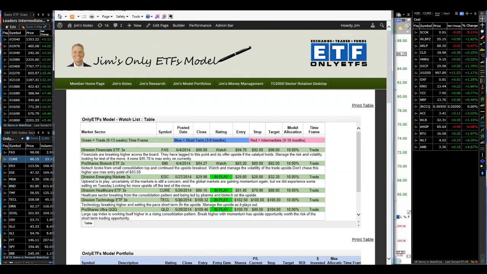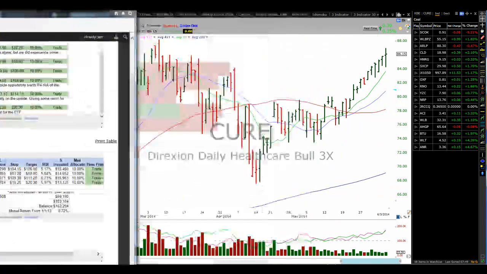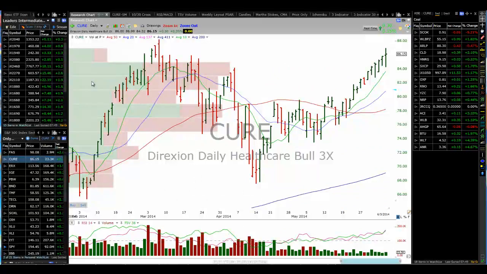As it kept going, we bought into the TECL. Then healthcare started going, and then the emerging markets sold off, came back, and we bought back into the emerging markets. You can see the portfolios down here. You can track along with each of these, because when I run these scatter graphs or scans, I will put them in the model they fit in.